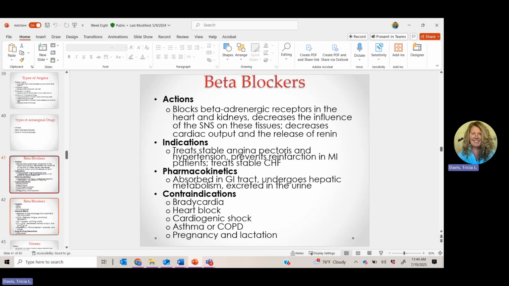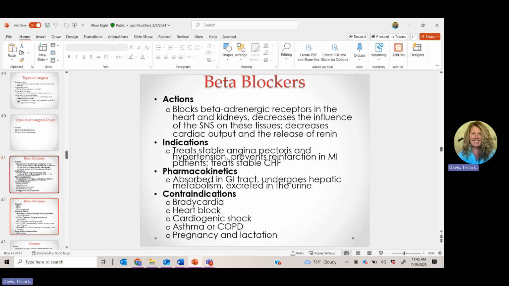So those beta blockers are going to block that beta adrenergic receptor in the heart and the kidneys. It's going to decrease the influence that it has on that central nervous system, which decreases the cardiac output and the release of renin. We would give this for stable angina, hypertension, and it also prevents a reinfarction in patients that have had a myocardial infarction before. So if they've had a myocardial infarction, a heart attack, we might start them on this medicine to prevent another one from happening, okay? Contraindications.